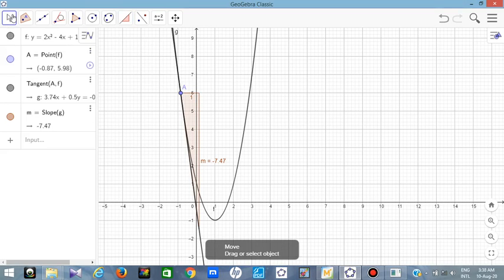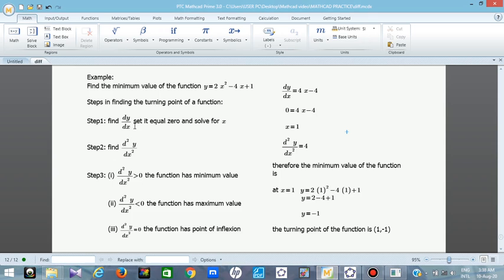So you will discover that the gradient will be 0 at this point, at the minimum point. That is why we say anytime you differentiate, dy/dx is also the gradient. Anytime you differentiate it, set it equal to 0. When you set it equal to 0, you will get your value for the minimum or maximum point. At a minimum or maximum point, the gradient is always equal to 0.